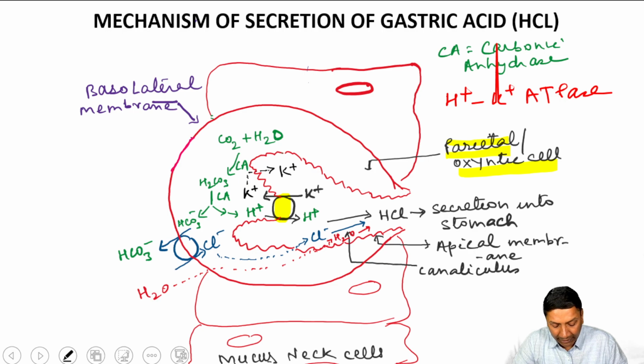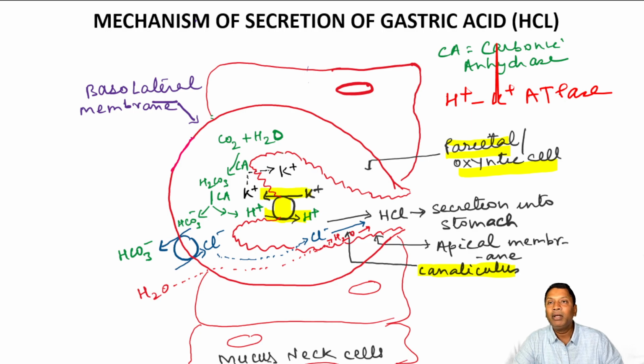So it will pump the hydrogen from the parietal cell into the canaliculus of the oxyntic cell. This hydrogen will come out in exchange for the potassium ion. This potassium ion will enter into the parietal cell, or the oxyntic cell, and the potassium will again be secreted into the canaliculus of the oxyntic cell, right?